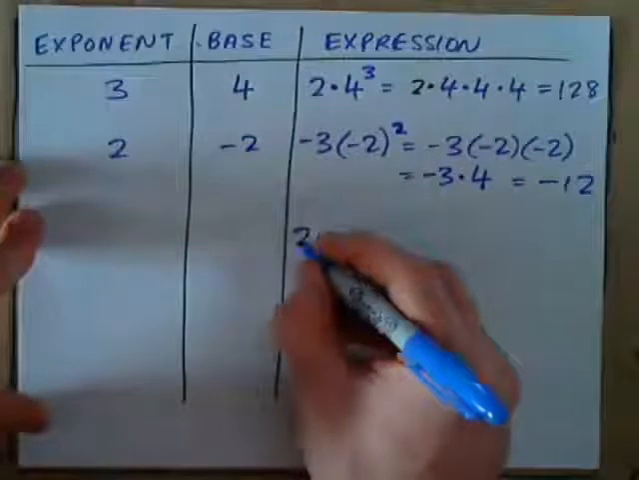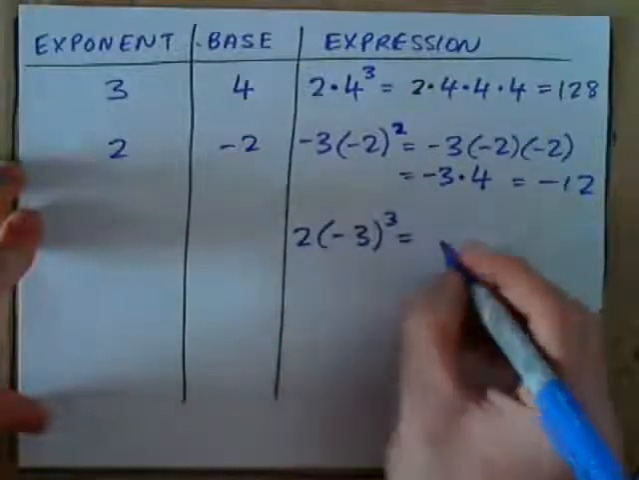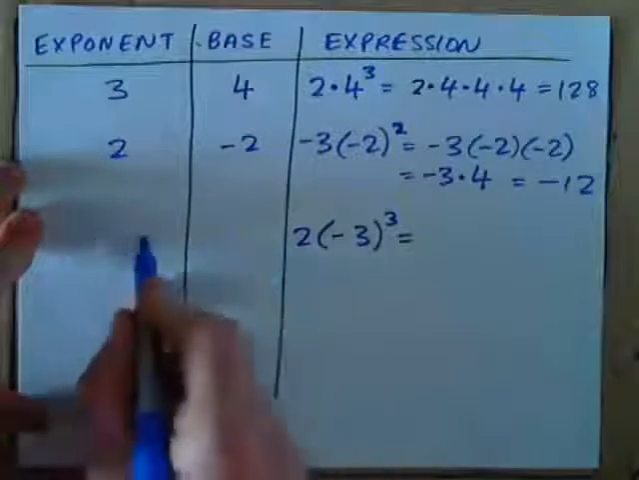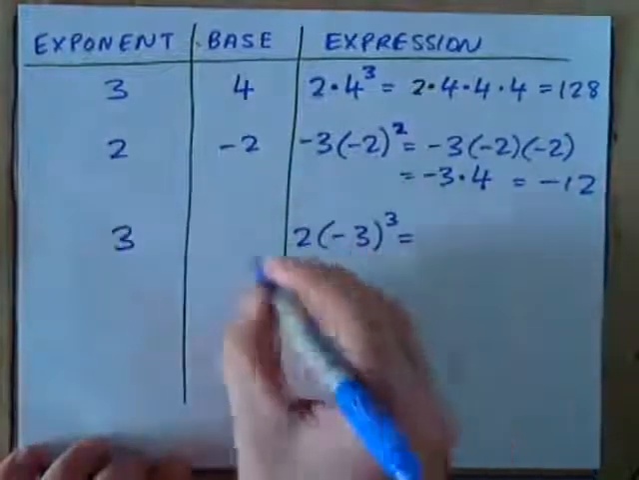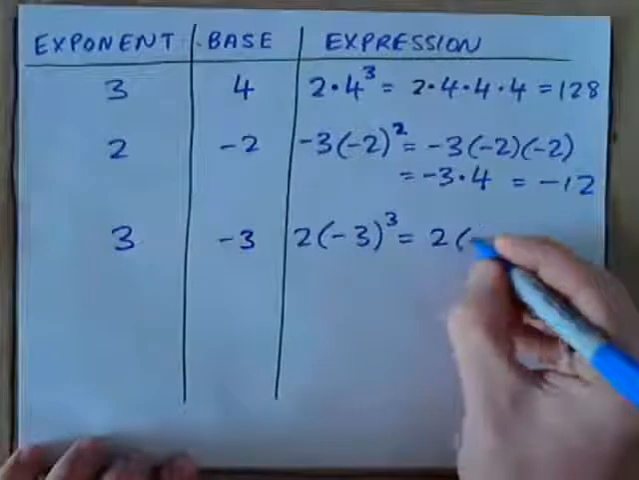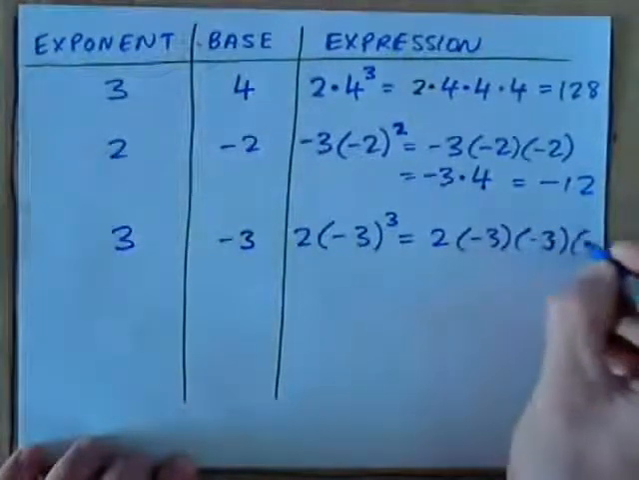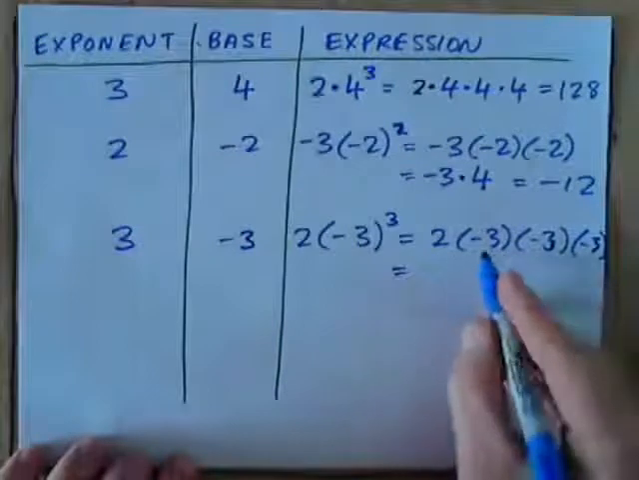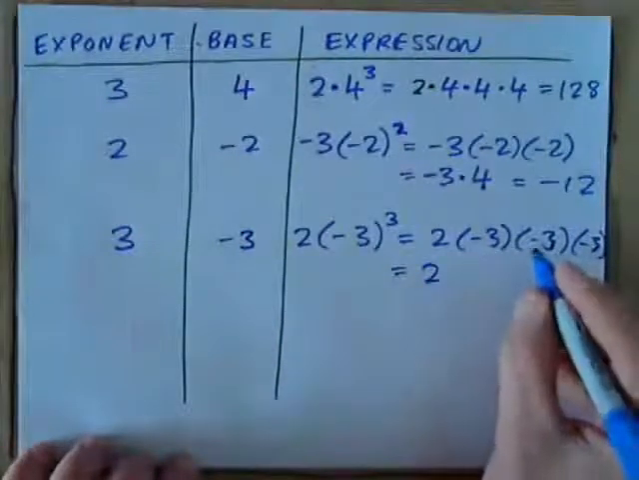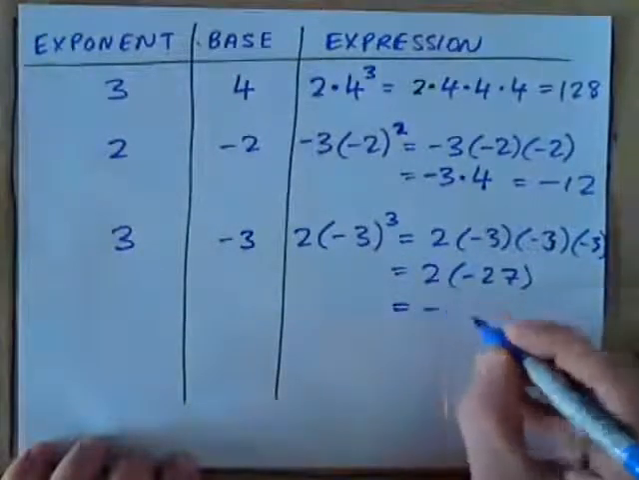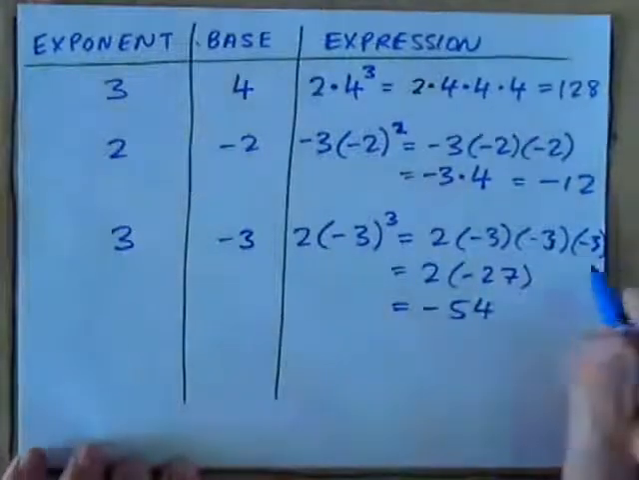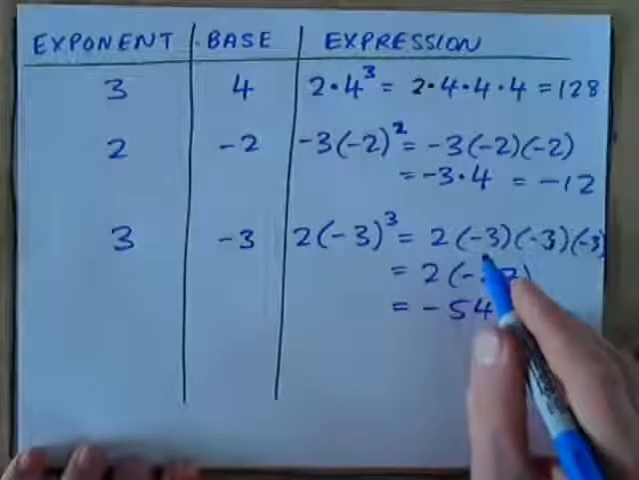So you do this one. If you had 2 times negative 3 all cubed, calculate the expression, give the base, and give the exponent. The exponent is 3. The base is negative 3. And that's 2 times negative 3 times negative 3 times negative 3, which is 2 times, and this is 9 times negative 3, 2 times negative 27, which gives negative 54, I think. So check that. 9, 18.